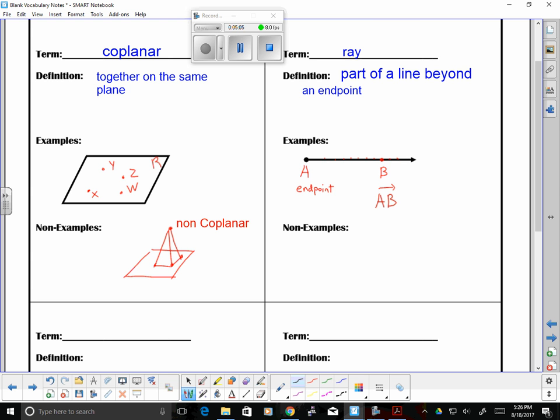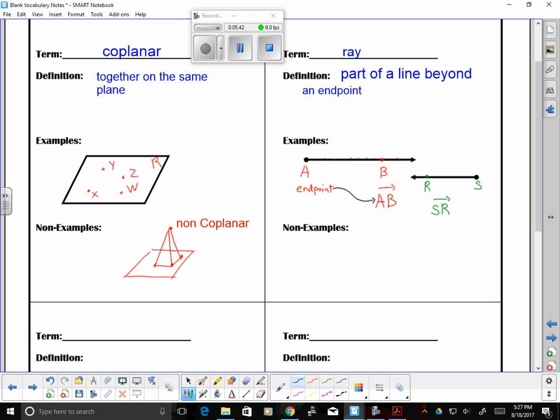If I wanted to talk about this particular ray, I always put the endpoint first, okay? If I were headed in the opposite direction, let's say I've got another ray, something like this, and I have 2 points on there again. Here's point R, here's point S. If I want to name that ray, I have to start with point S because S is the endpoint.